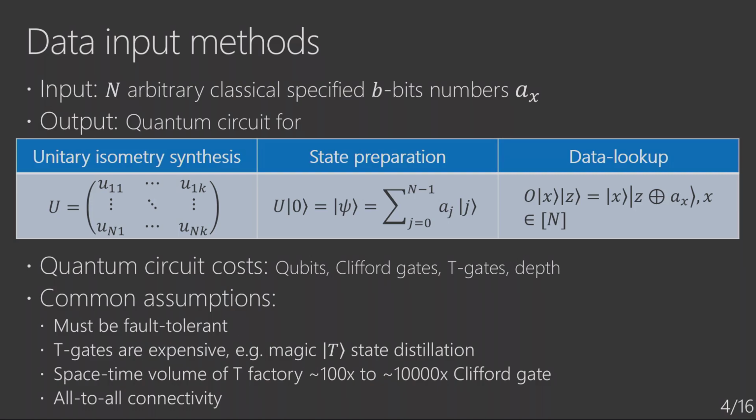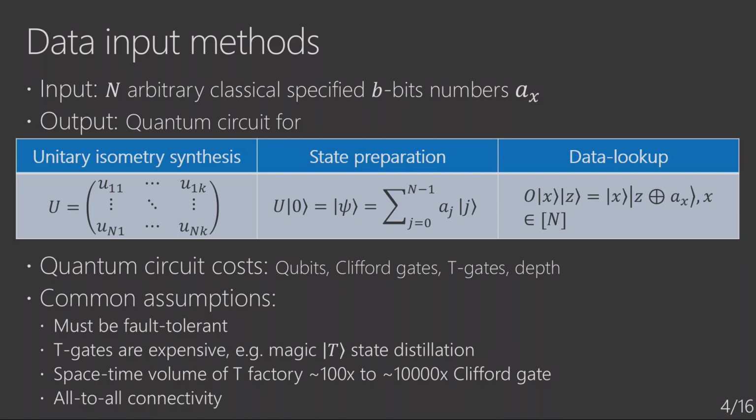You feed in an index x, and then it does a bitwise XOR of your output into some output register. In the fault tolerance setting, the costs that we associate with these are the number of qubits we need, the Clifford gates that we use, the number of T gates, the depth, and so on. And it's commonly assumed that T gates are the most expensive component of this.